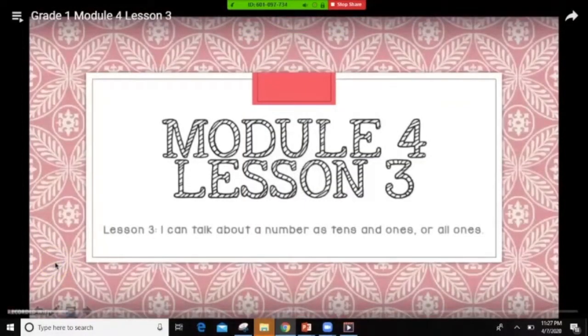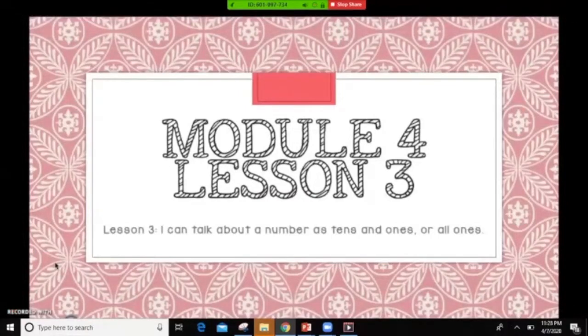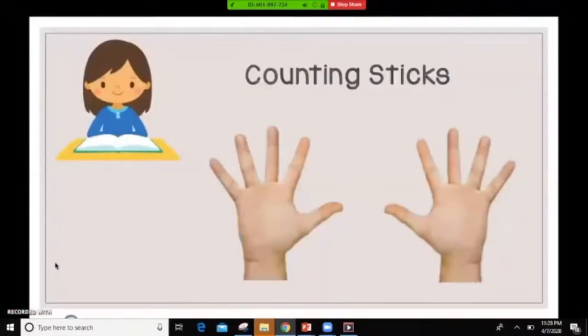Hi friends, this lesson is for Module 4, Lesson 3. Today we're going to go back to a tool that we've used before to help us count. You know them, you love them, they're our counting sticks. This is my friend Melissa. Can you go ahead and put up your good hands just like Melissa did and help us count on her counting sticks? All right, here we go.